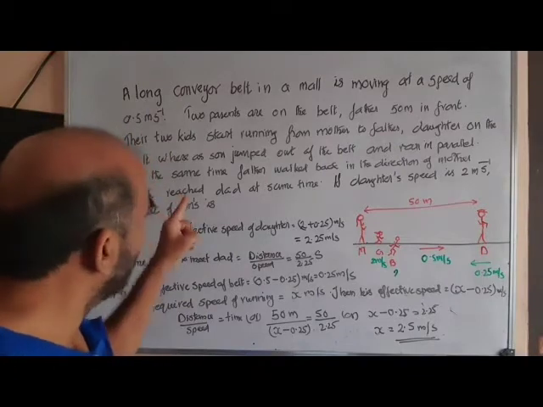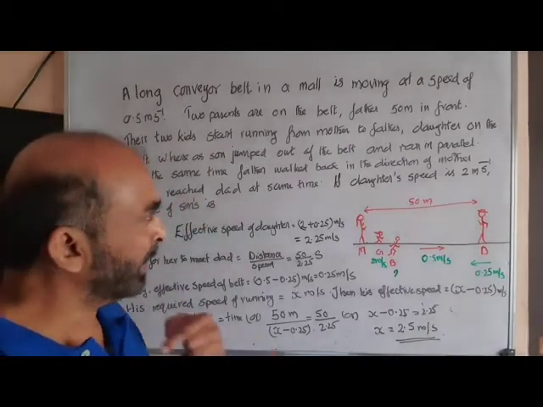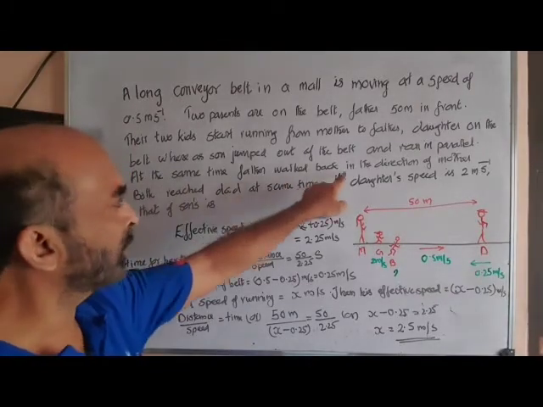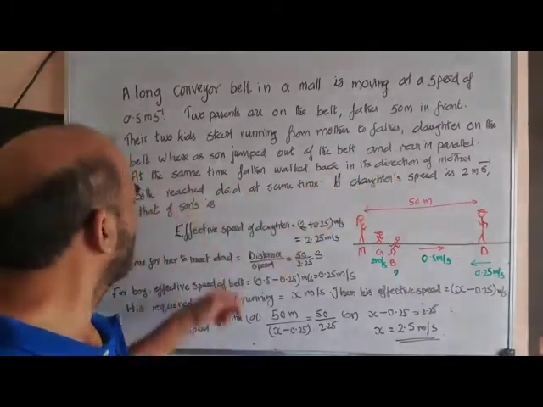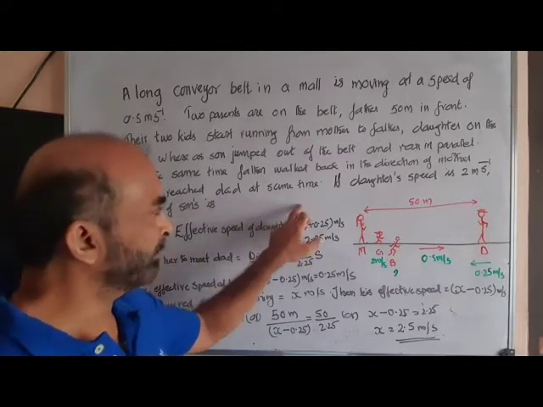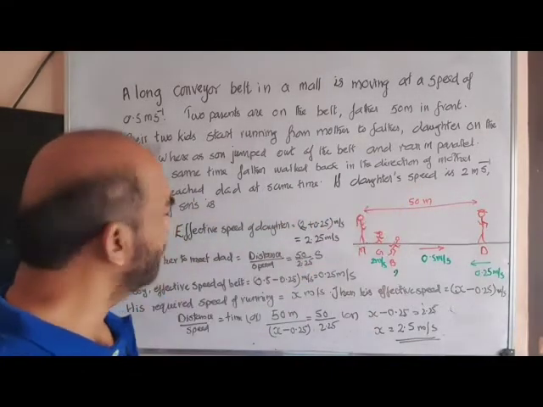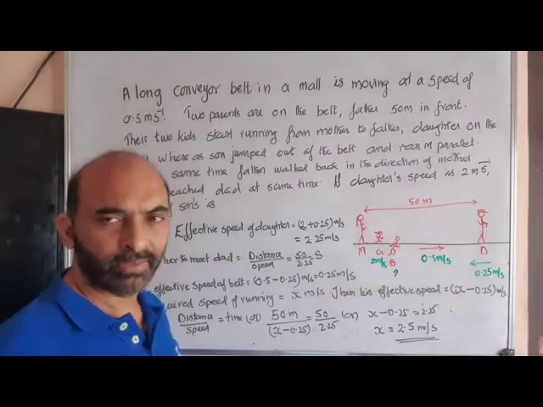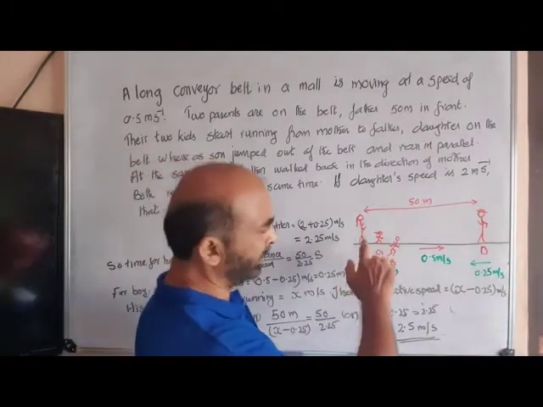Daughter stays on the belt, whereas son jumped out of the belt and ran in parallel. At the same time, father walked back in the direction of mother. Both children reached dad at the same time. If father's speed is 2 meters per second, what is that of the son's? I will explain with respect to the diagram.